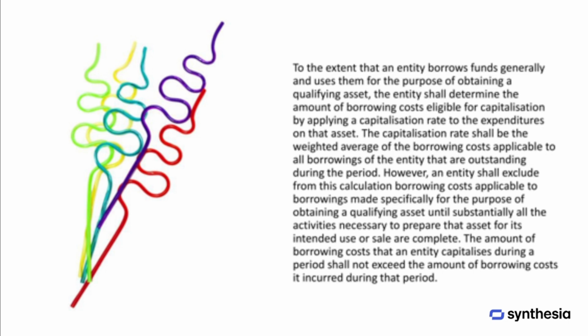When an entity borrows funds generally and uses them for acquiring a qualifying asset, it calculates the amount of borrowing costs eligible for capitalization by applying a capitalization rate to the expenditures on that asset. This capitalization rate is based on the weighted average of borrowing costs from all the entity's outstanding borrowings during the period. However, borrowing costs from funds specifically borrowed for acquiring the asset are excluded from this calculation until most of the activities required to prepare the asset for its intended use or sale are finished. The total borrowing costs capitalized during the period cannot exceed the borrowing costs the entity incurred during that period.